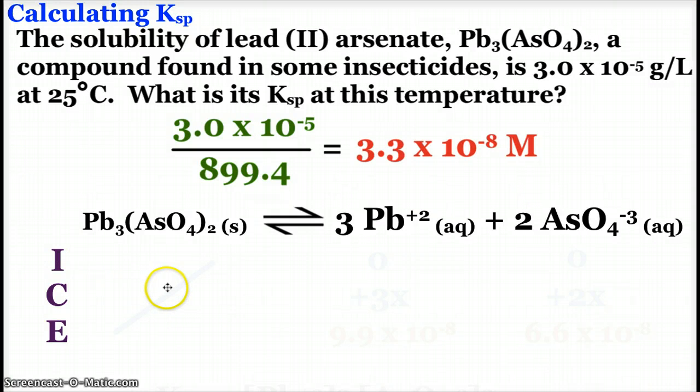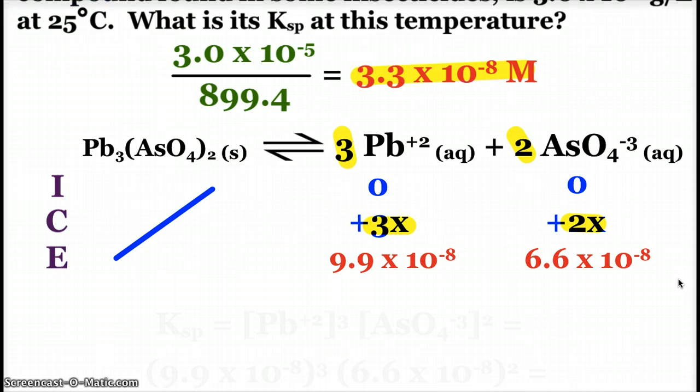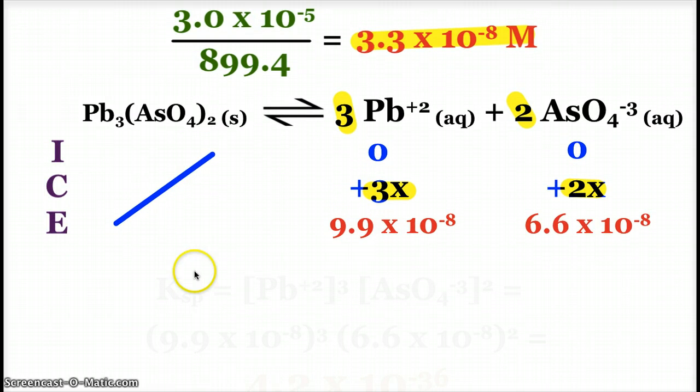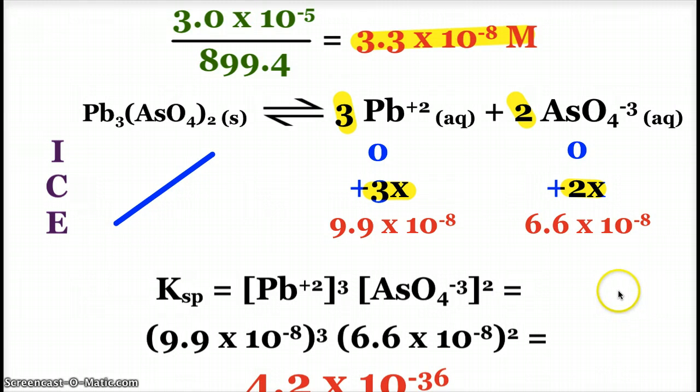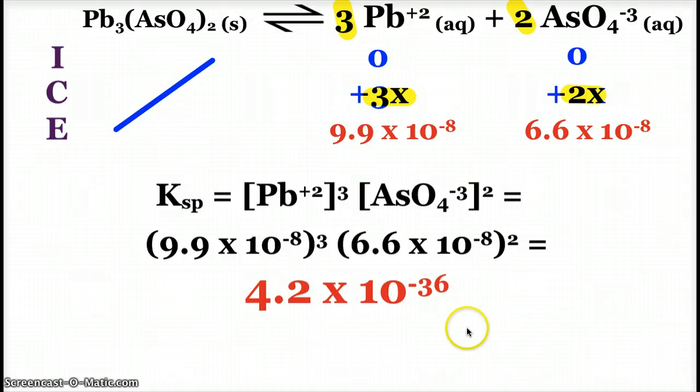Now when I set up my ICE table, you have to be careful because this is x, and when I see my expression, I have 3x and 2x because of the balanced equation, because of how it dissociates. And so you have to make sure that you calculate x to plug into the expression based on those coefficients. So now the KSP expression, concentration of lead cubed, arsenate squared, and so we get quite a small KSP value.